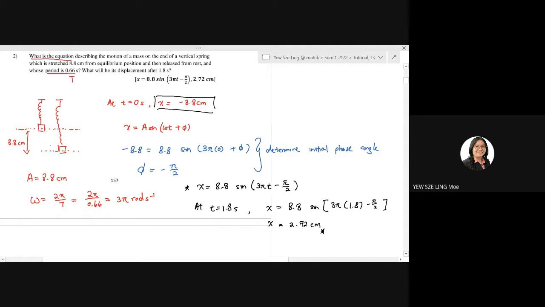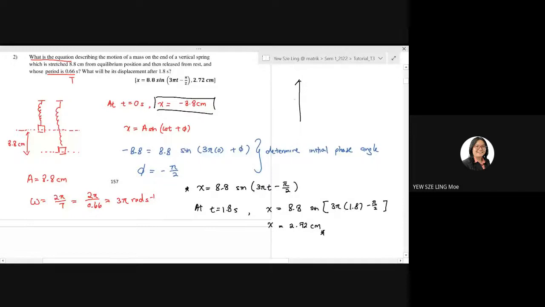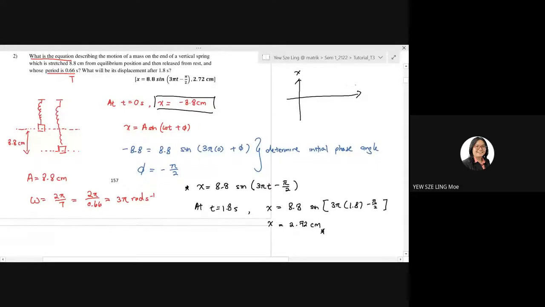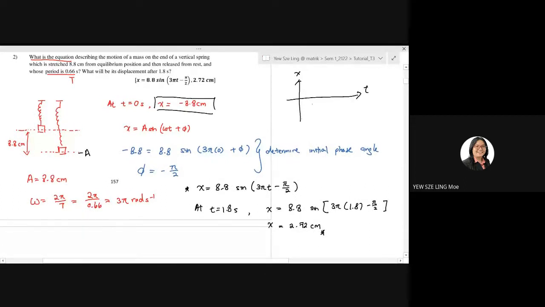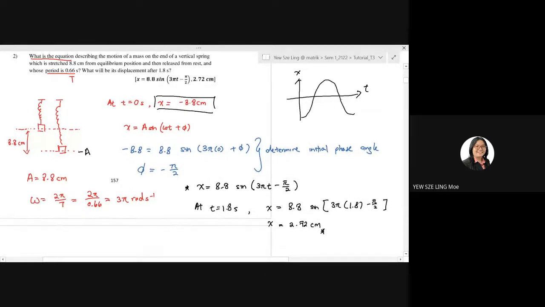Okay, we know that our objects start from negative amplitude. So the graph will look like this. This is your x against t graph. Since your objects start from negative amplitude, it's going to look like this. Sometimes students straight away determine the equation, forming the equation based on this graph. Also can.